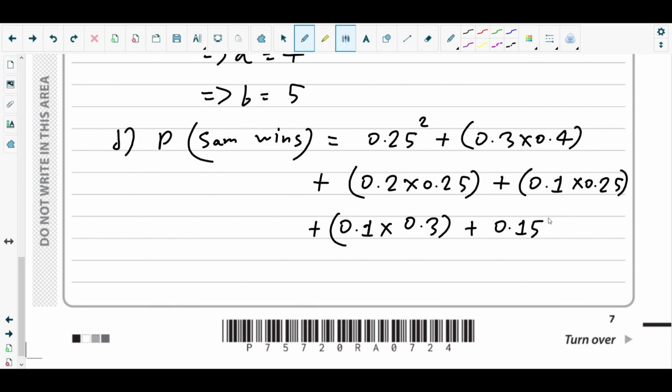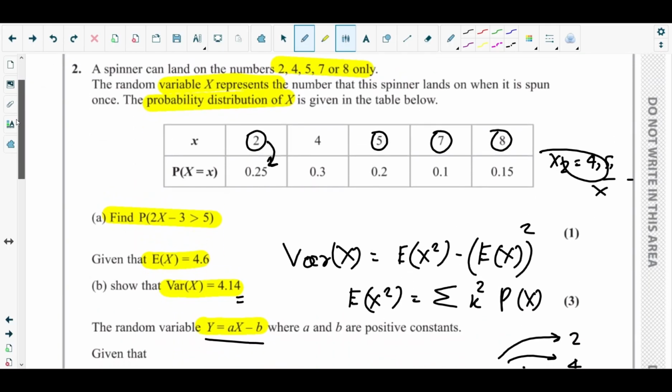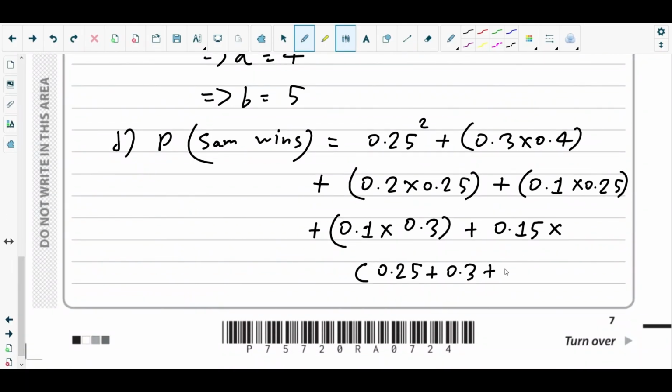So 0.15. We can add them up, right? 0.15 times, we took common, 0.25 plus 0.3 plus 0.2, right? 0.25, 0.3 and 0.2. Now you just add them up to get the final answer. So let's add them up.